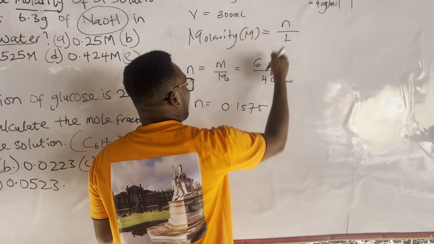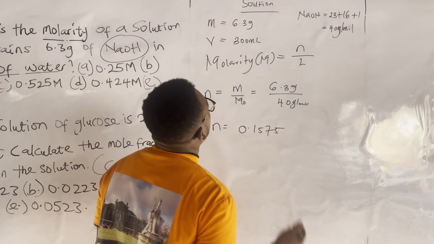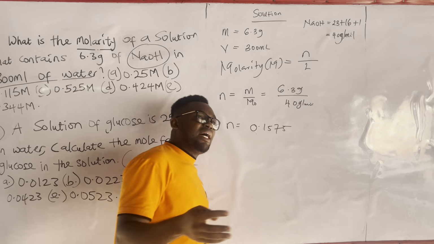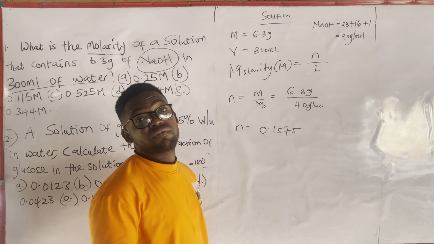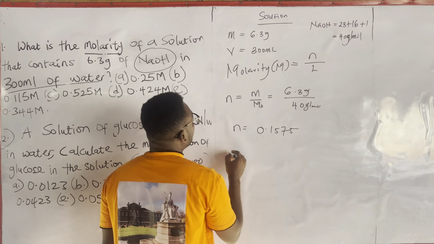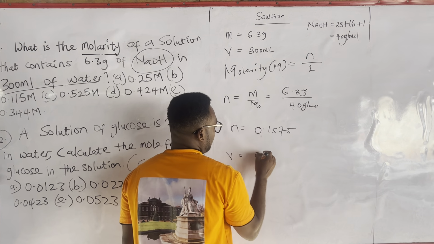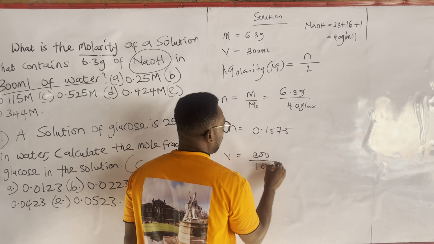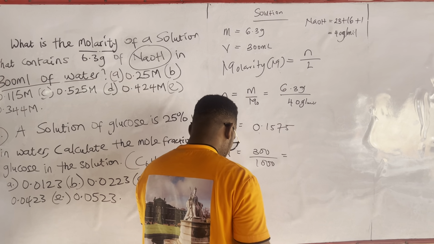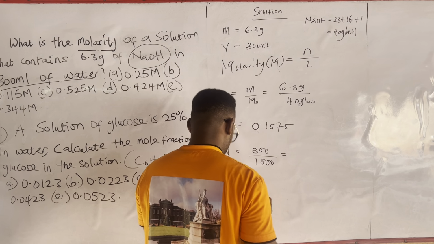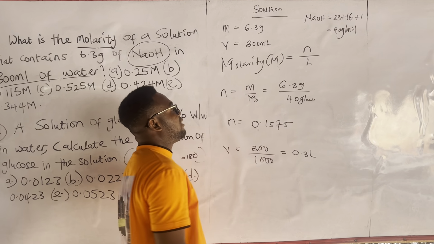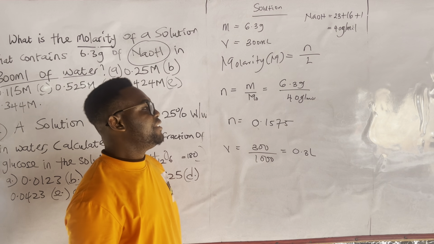We have gotten n. Now, liters of solution. I said in the previous video that I gave formulas on how to convert volume. Now, to convert our volume to liters, we will say that the volume will be equal to 300 divided by 1000. All right? That gives 0.3 liters, or 0.3 dm³.